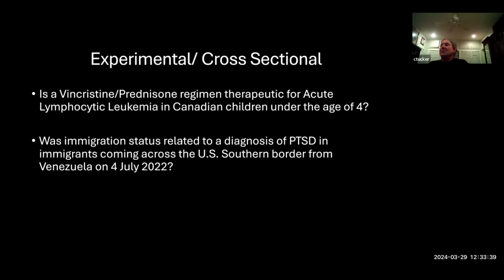What about this one? Was immigration status related to a diagnosis of PTSD in immigrants coming across the U.S. southern border from Venezuela on 4 July 2022? Well, this specific data here tells you it's a cross-sectional study because it's a particular point in time. Immigration status would be the exposure. PTSD would be the disease or disorder here.